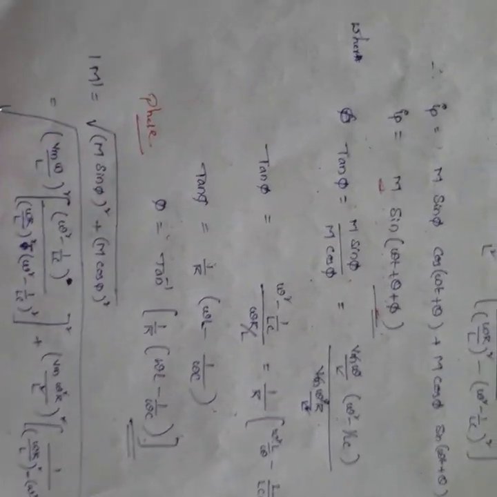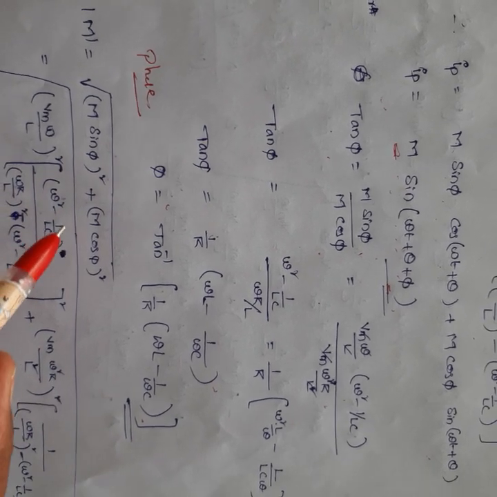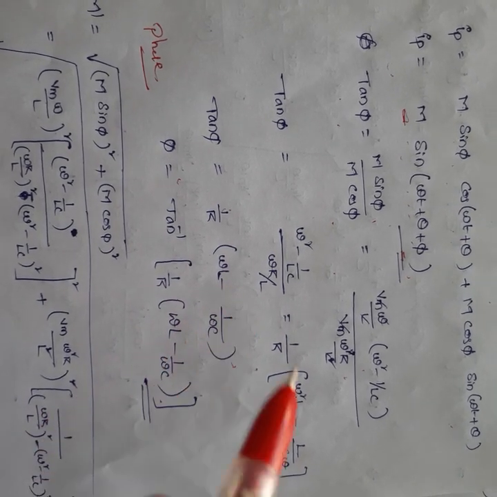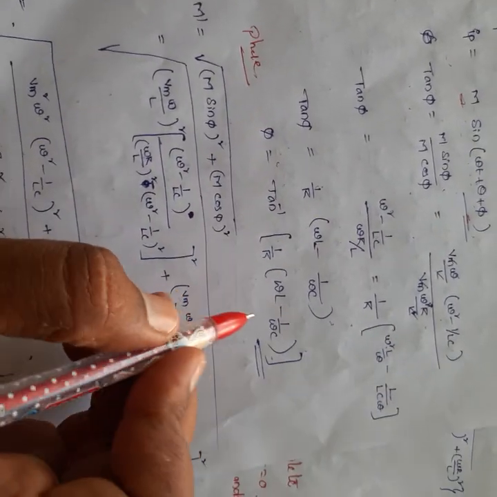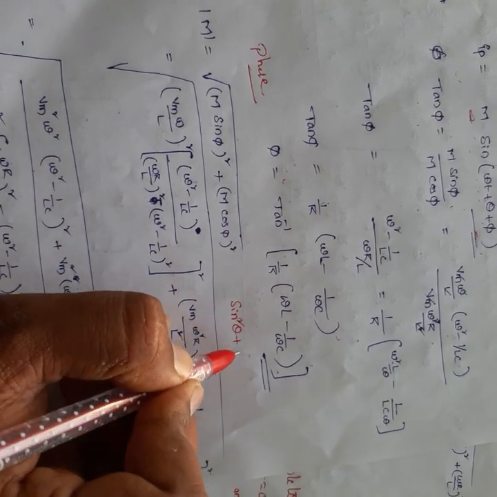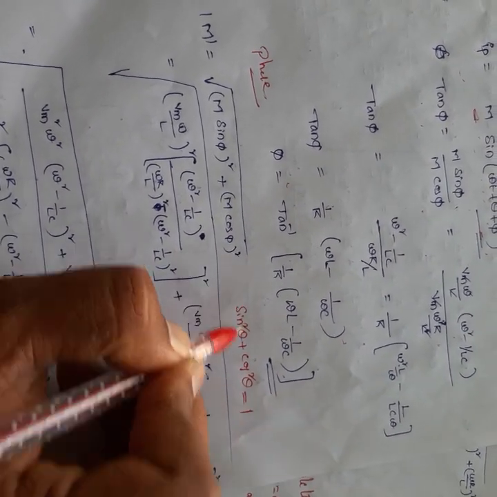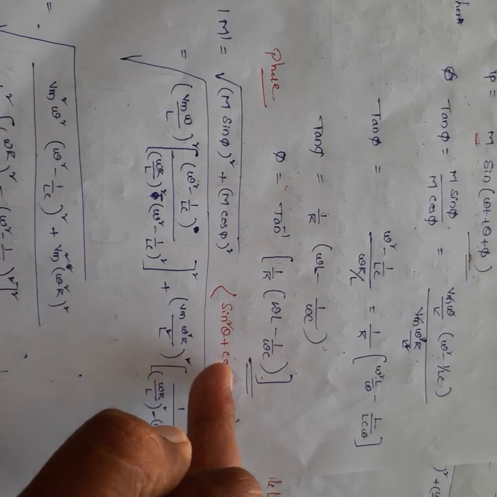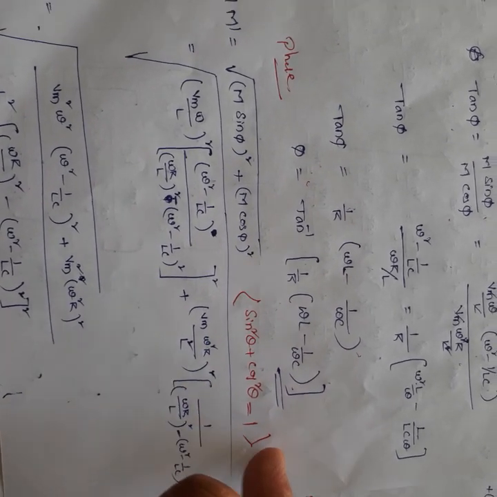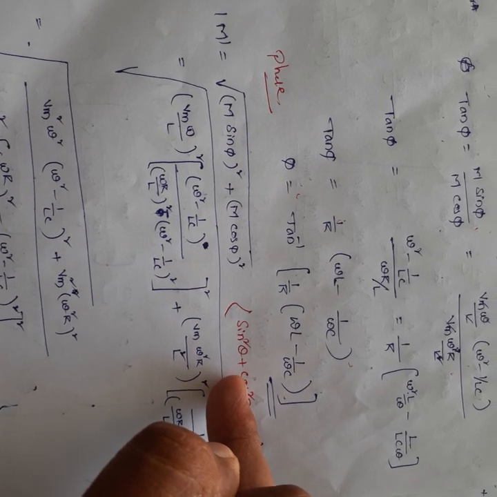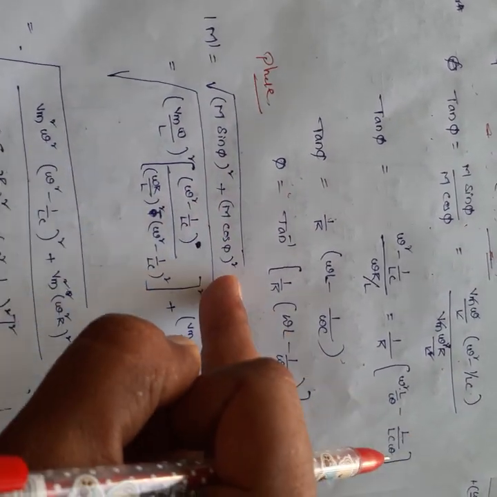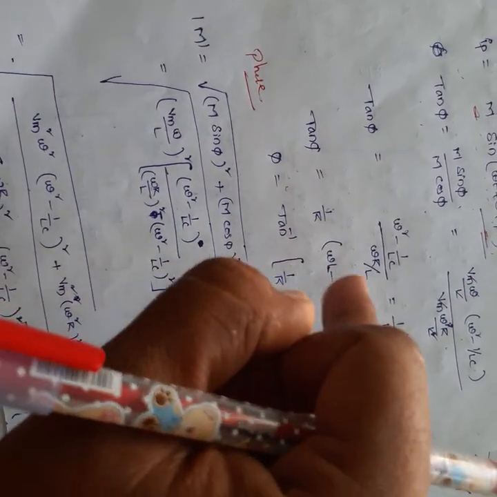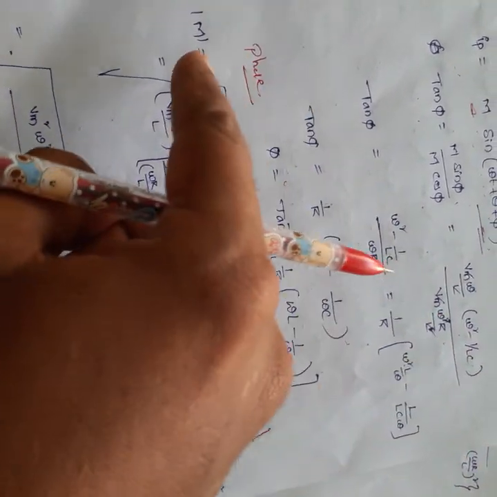And how to calculate the capital M? This is the square root of (m sin phi) whole square plus (m cos phi) whole square. That means m square is common, and sin square theta plus cos square theta equals 1. This is a formula in our trigonometry. So I apply it here, substituting the values, take m as common, that is m square. Sin square theta plus cos square theta is 1, so the square root of m square equals m, that is the value.